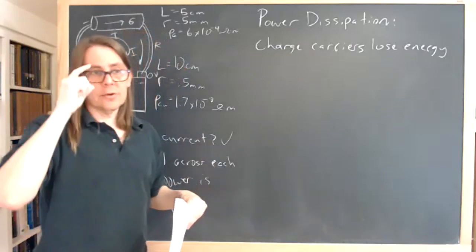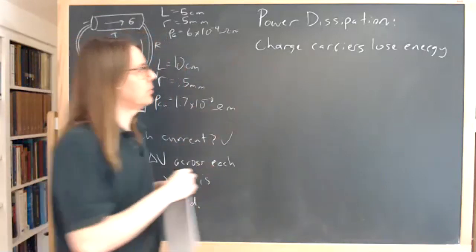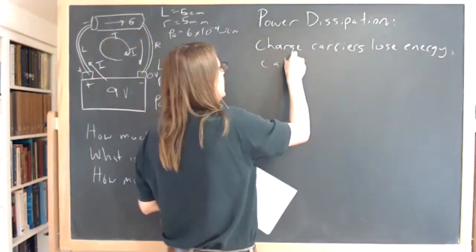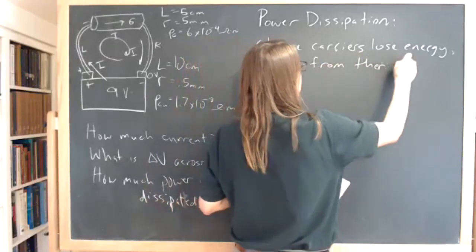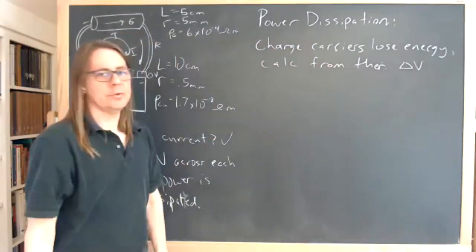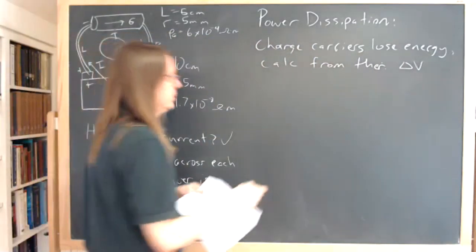A drag force is going to lead to energy loss. So that's essentially what happens. The charge carriers lose energy, and you calculate it from their delta V. You have a point charge. It goes from high potential to low potential. So it's very straightforward to calculate how much energy is lost.